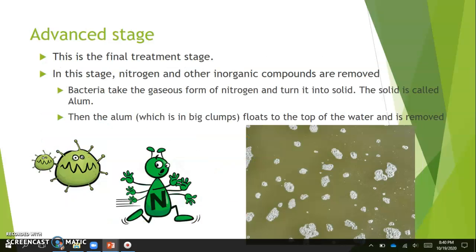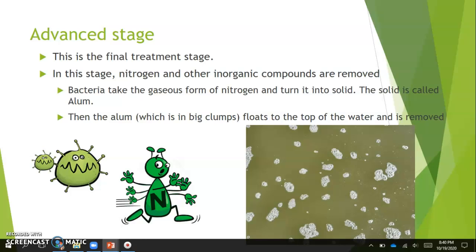So now we can move to our advanced stage. So this is also known as our tertiary stage. This is going to be the final treatment stage. So here, nitrogen and other inorganic compounds are removed. So remember, we had that list of inorganic compounds like the arsenic, the nitrates, the nitrites that we talked about in the beginning of the presentation. So this again is called the tertiary stage. This is the last part.